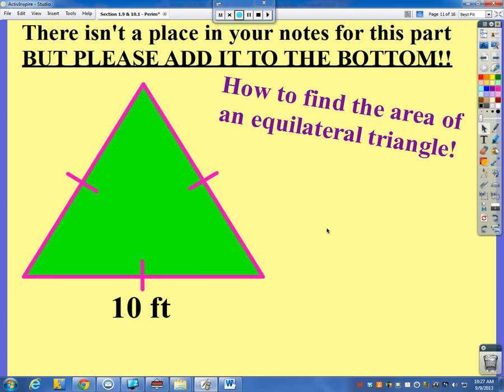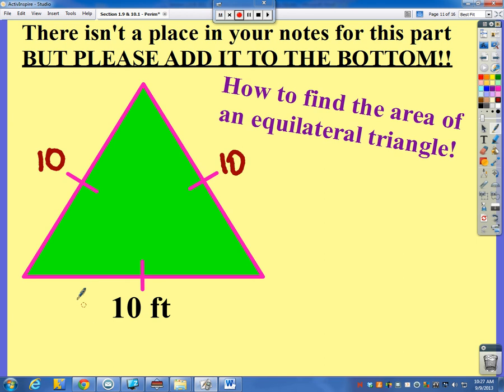All right, now this part's not in your notes, so please add this to the very bottom here. And this is a really short ditty on how to find the area of an equilateral triangle. Okay? There's a little formula here I'm going to throw at you, but I also want to explain how you can really do this. Well, an equilateral triangle just means all three sides are the same value. So we'll say in this example they're all 10.